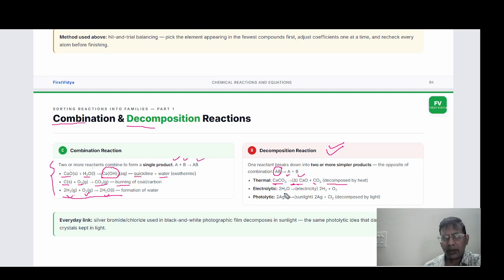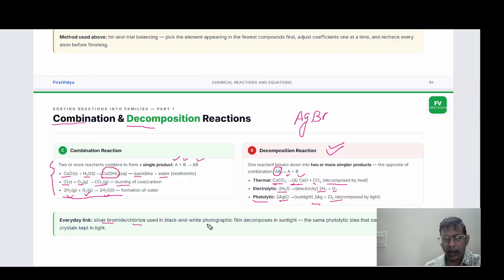Then electrolytic, we may decompose it with the help of electrolysis, right? So H2O, if we pass electricity, then it will divide into hydrogen gas and O2, right? Similarly, photolytic. So AgCl, in sunlight it will be decomposed into Ag and Cl2, decomposed by light. So an everyday link here is silver bromide or chloride. So this is silver bromide, AgBr or AgCl, right?